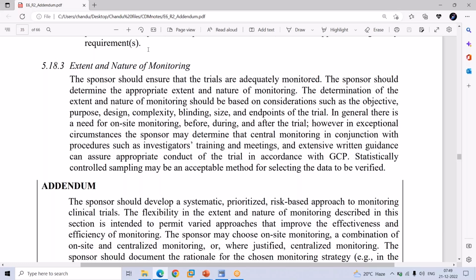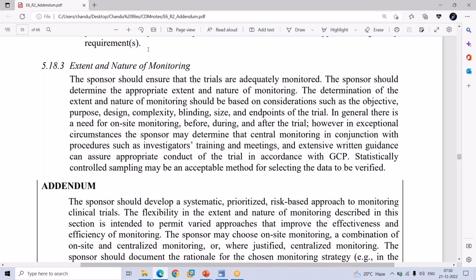So the determination of this monitoring is based on considerations like objective, purpose, design, complexity, blinding, size, and endpoints of the clinical trial. These all will be given in the protocol. Objectives, purpose, primary and secondary objective: why are we conducting this study?